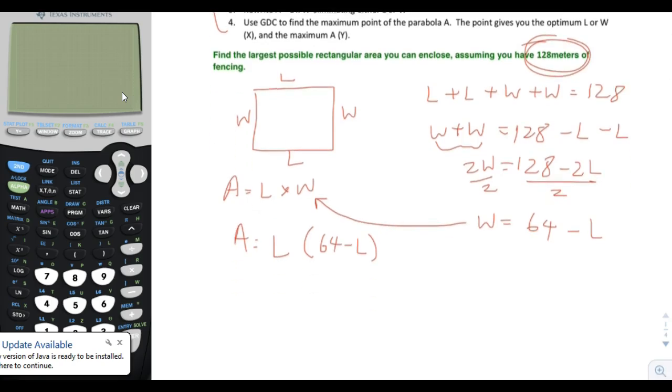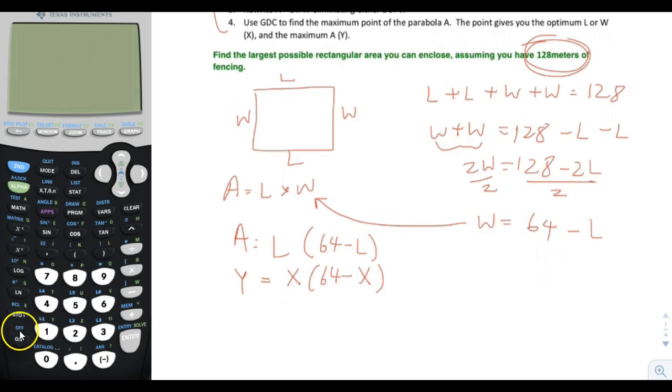Now, in the calculator, A is also known as Y, and in the calculator, L is known as X. So we can rewrite this like that, and then we can put it in the calculator. Let's see, go to Y equals, and in Y equals, we're going to put X times 64 minus X. And then I'm going to graph it.